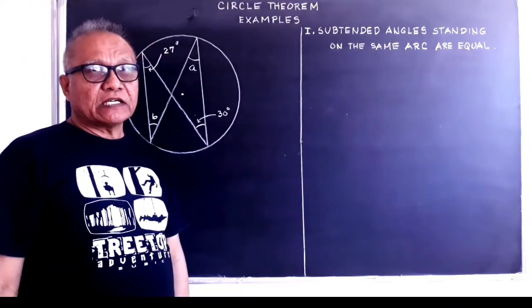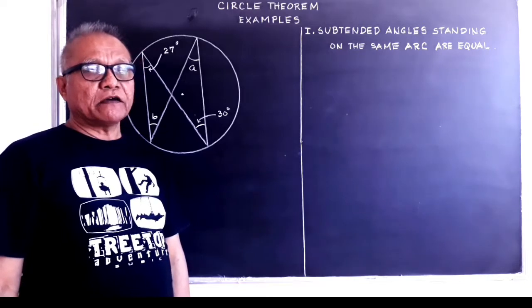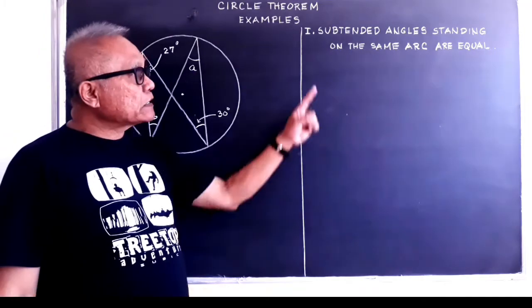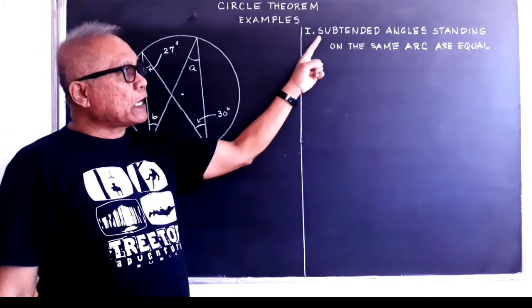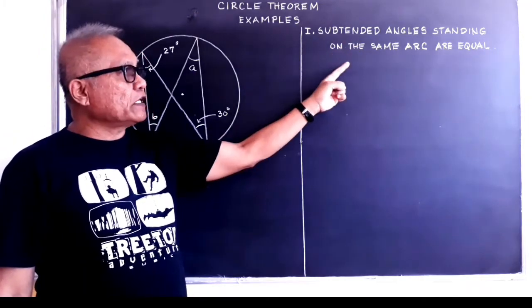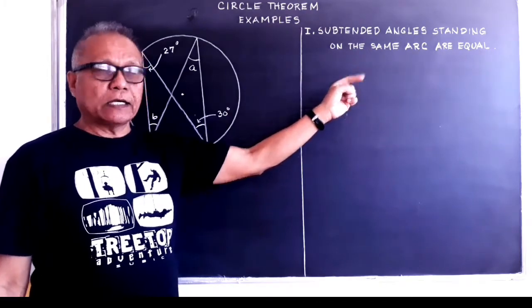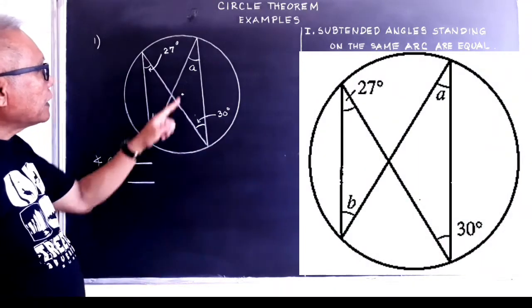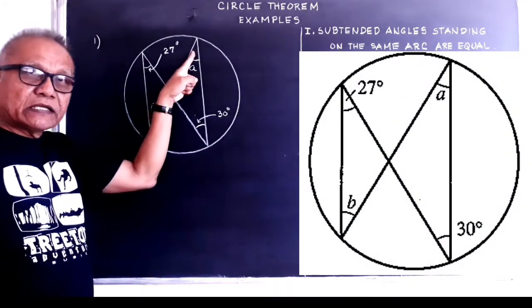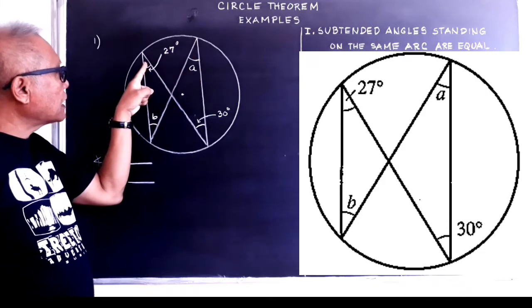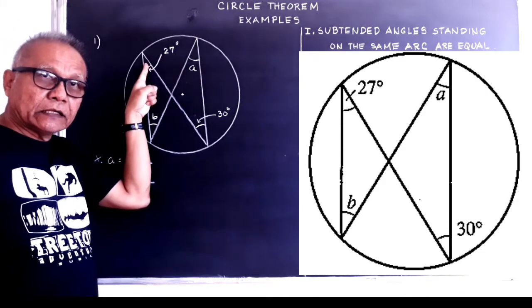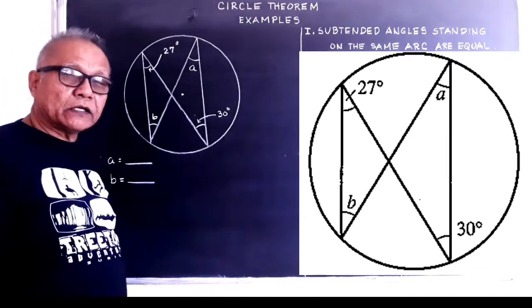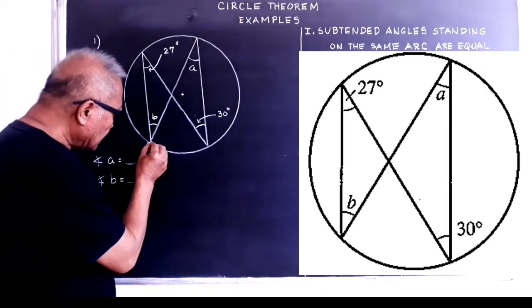Study about circle theorems, and we'll have 5 examples. The first theorem is this one: subtended angles standing on the same arc are equal. So we have here a circle, and this is our subtended angle, and this is another subtended angle, and they are standing on the same arc. And where is that arc? This is the arc.